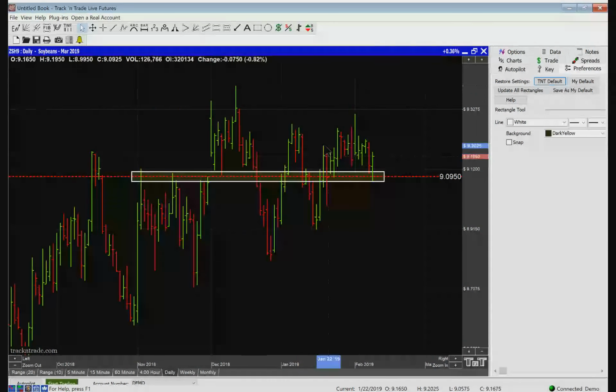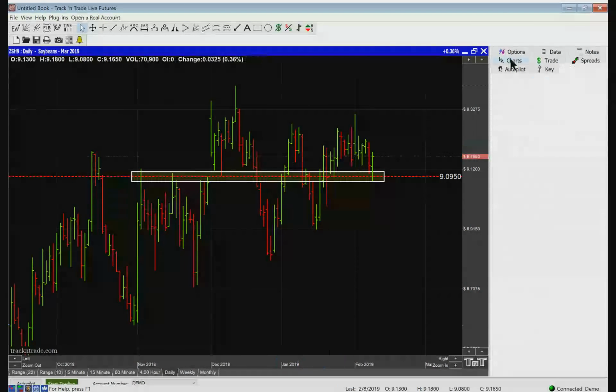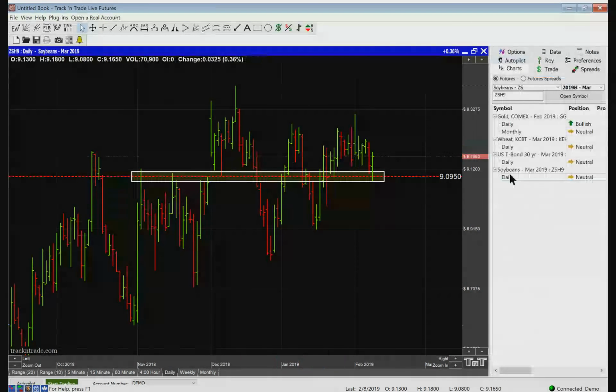So anyway, I just wanted to show you how to draw out support and resistance lines on your charts and turn those into common numbers.